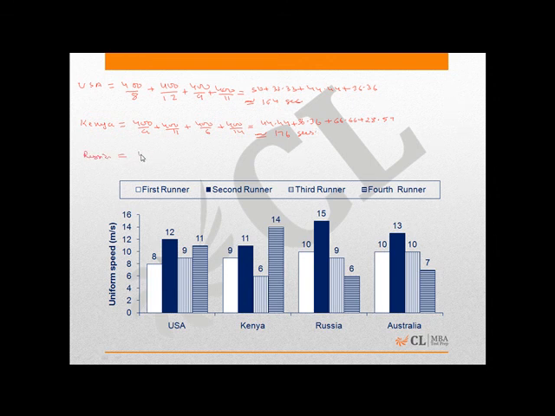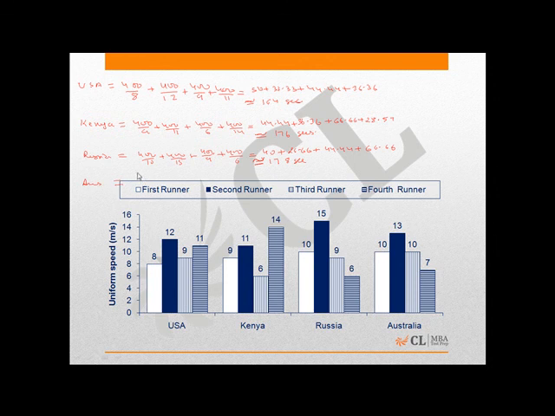For Russia, it will be 400 by 10 plus 400 by 15 plus 400 by 9 plus 400 by 6. 400 by 10 is 40. 400 by 15 can be easily calculated as 26.66. 400 by 9, again the same figure, 44.44. And 400 by 6, again the same figure, 200 by 3, that is 66.66. This figure will turn out to be approximately 178 seconds. Finally, we will calculate it for Australia.